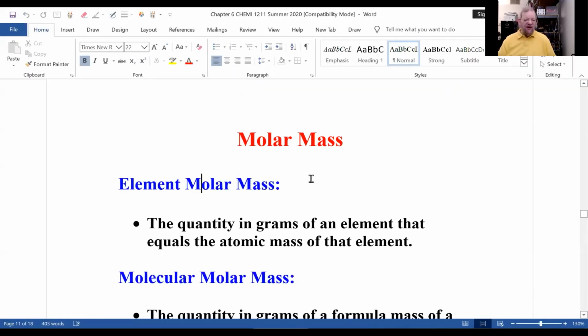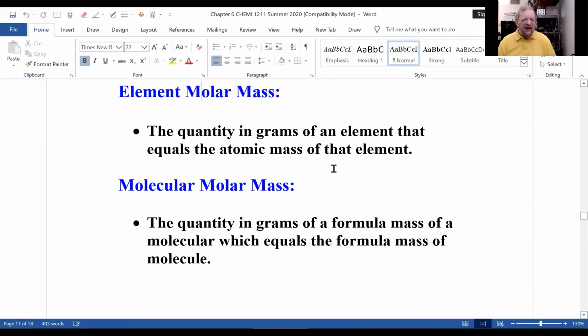Now, there's something called molar mass. Molar mass for an element, otherwise known as elemental or element molar mass, is the quantity in grams of an element that's equal to the atomic mass of an element. I'll never ask this on a test, but you will need to know it, and I'll show you a way to remember it and see it. You won't have to memorize it, though. I'll give it to you as important information.